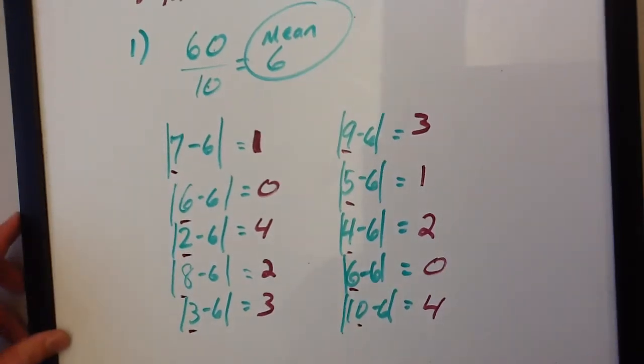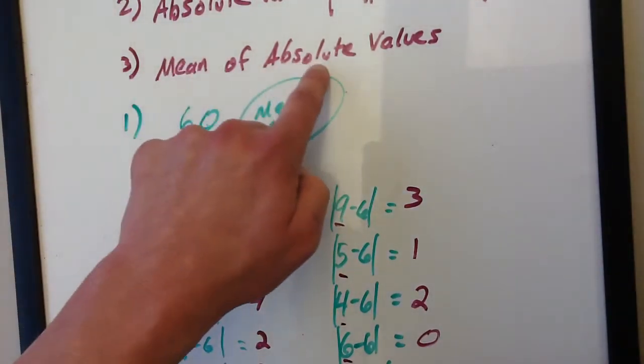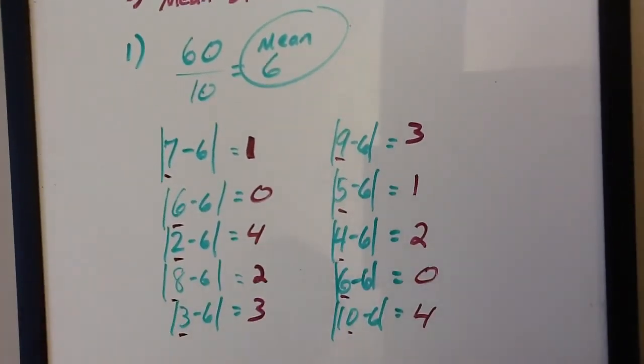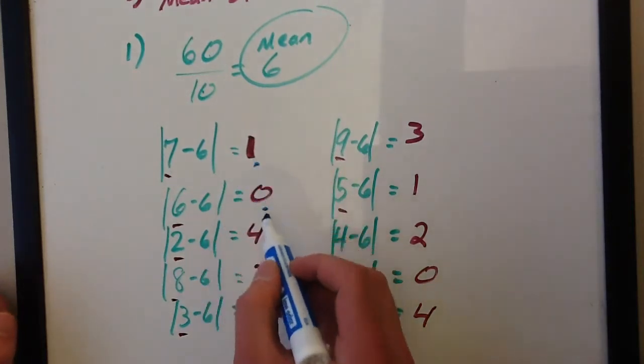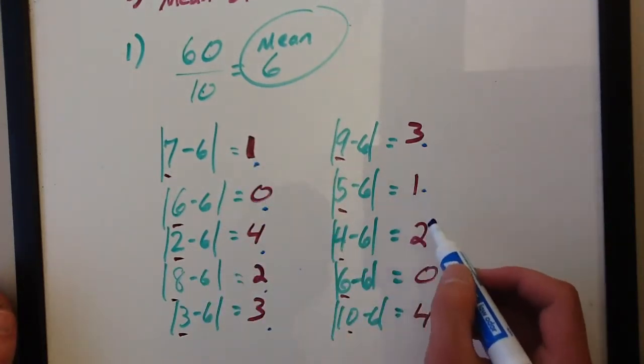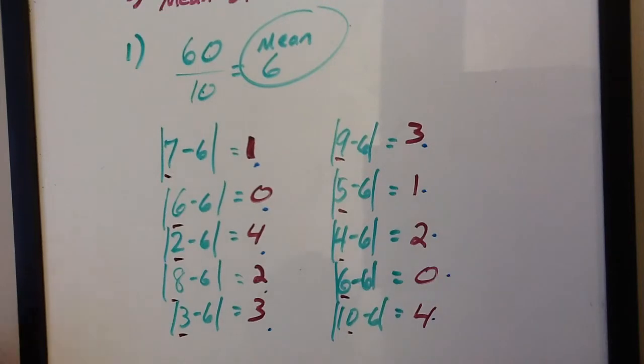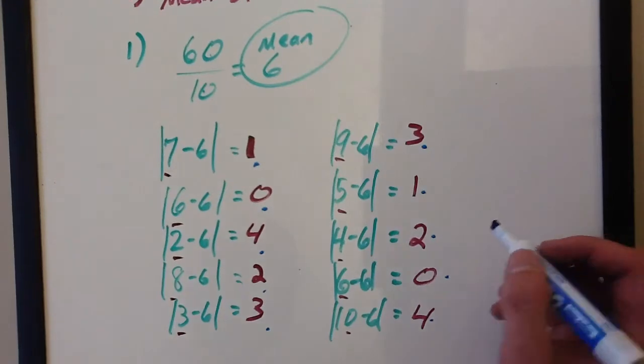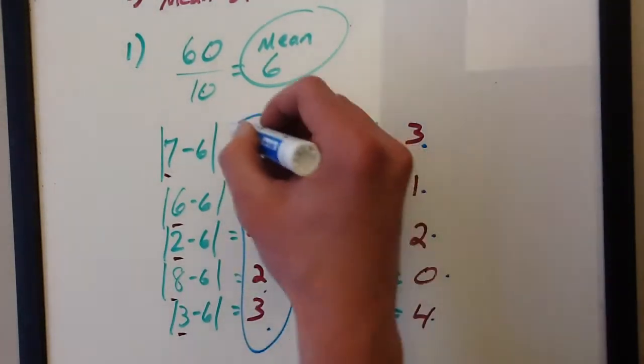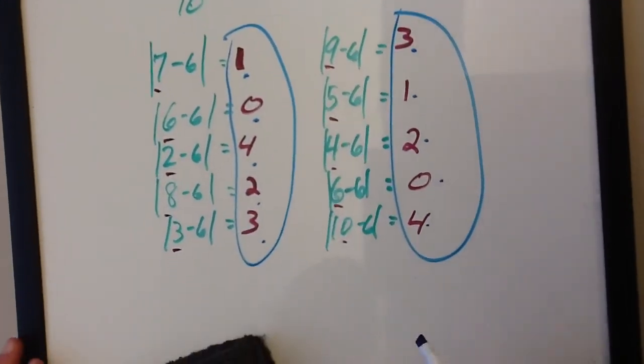The third and final step is to find the mean of those absolute values. So we have these 10 numbers: 1, 2, 3, 4, 5, 6, 7, 8, 9, 10. We need to add those numbers up. If I add those numbers up, 1 plus 0 plus 4 plus 2 plus 3 plus 3 plus 1 plus 2 plus 0 plus 4, I get 20. If I add all of these numbers up, I get 20.